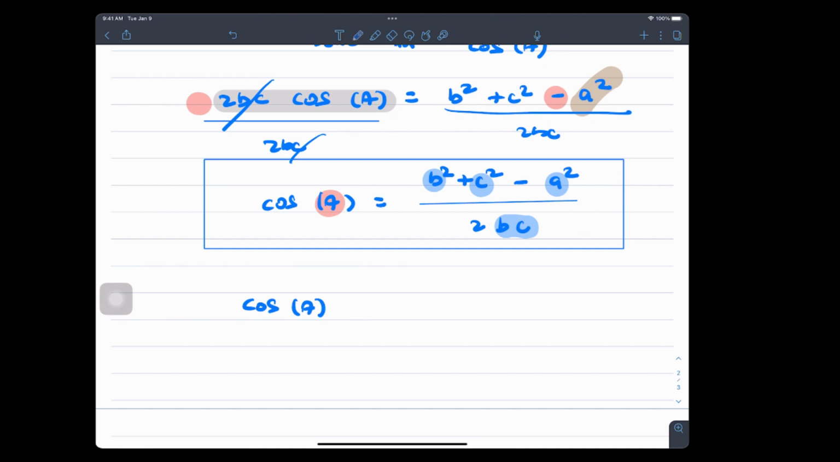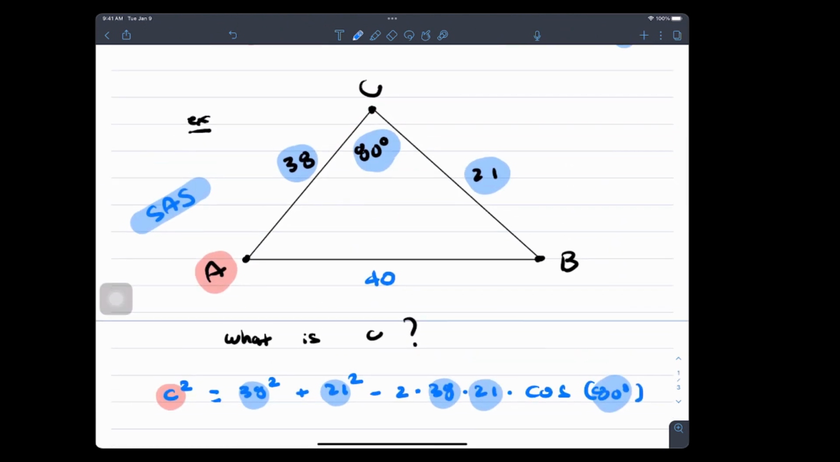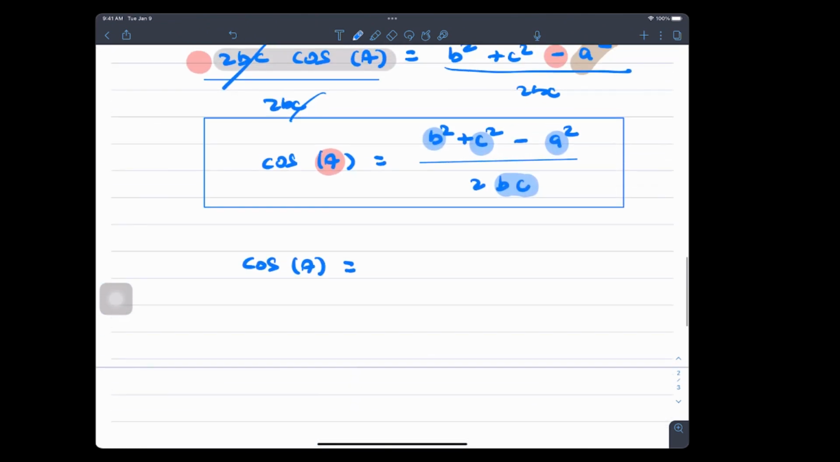So if I go back and I say, I need to know what B and C are. You say, what's B and C? Oh, okay. So this will be B, this will be C. Is that true? So B and C, 38 and 40 here. Okay, 38 and 40, B and C.